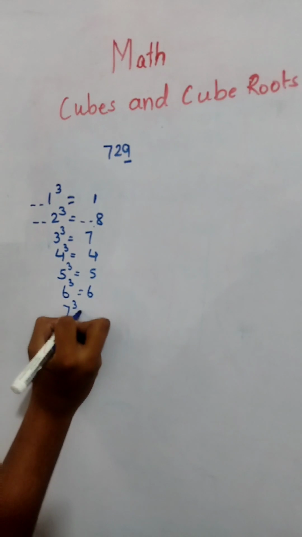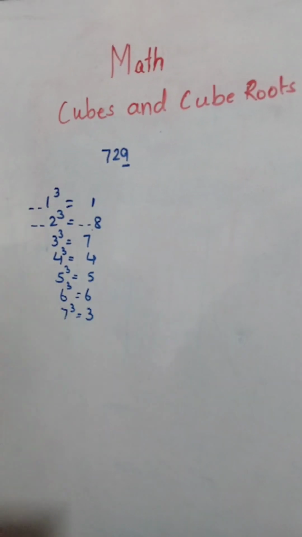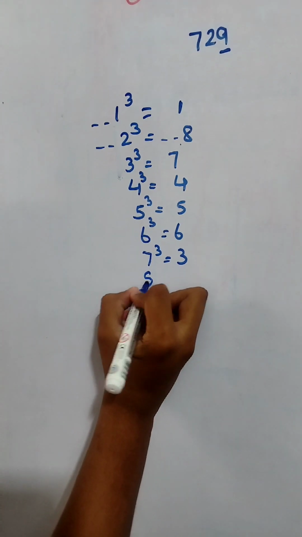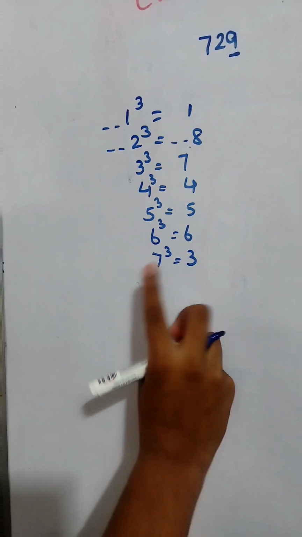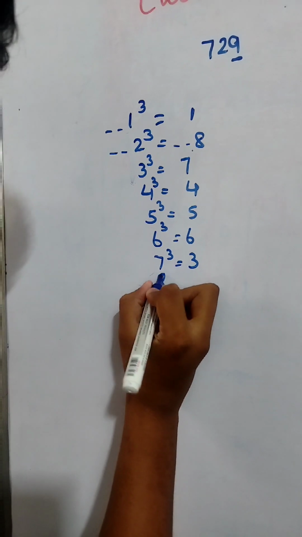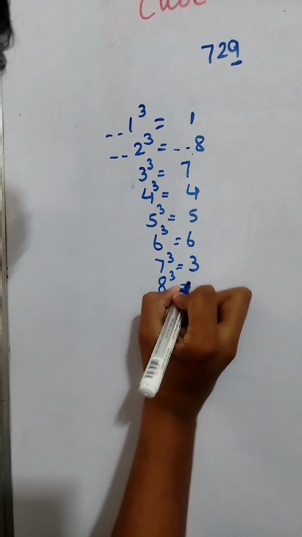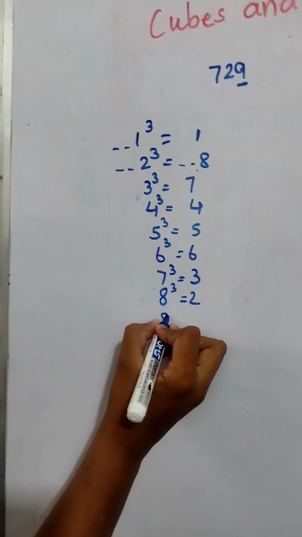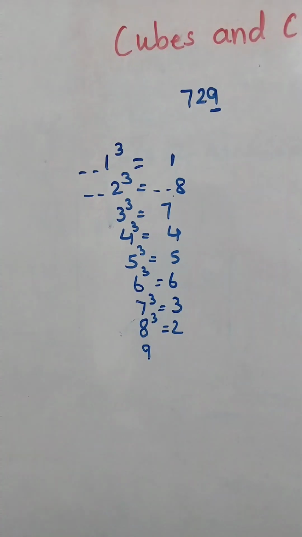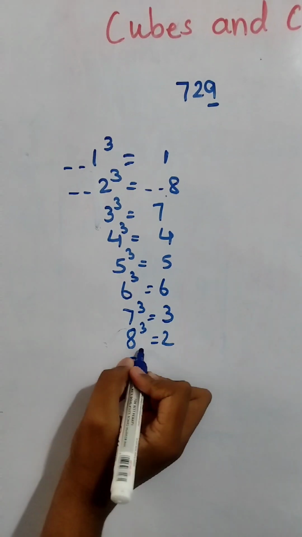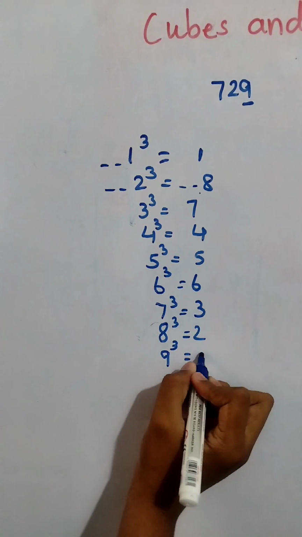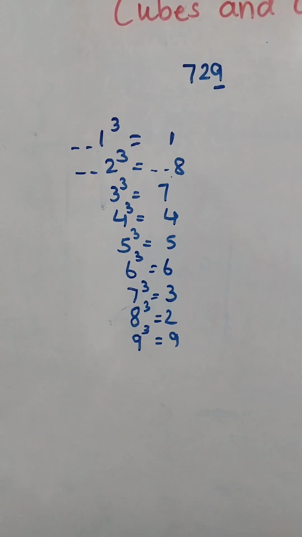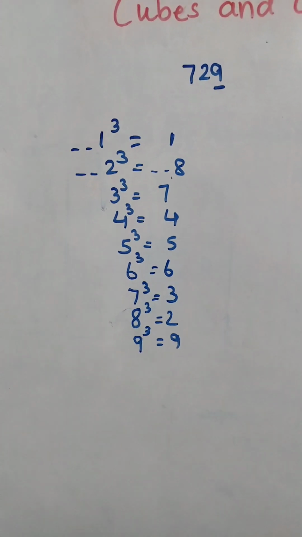7 will have a 3 in the end. 8 will have a 2 in the end, and 9 will have a 9 at the end. 10 will of course have a 0 at the end, that is, 0 has a 0 at the end.